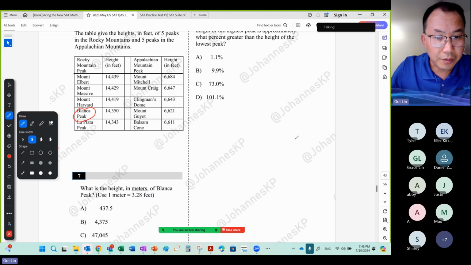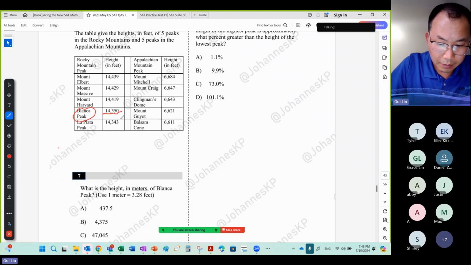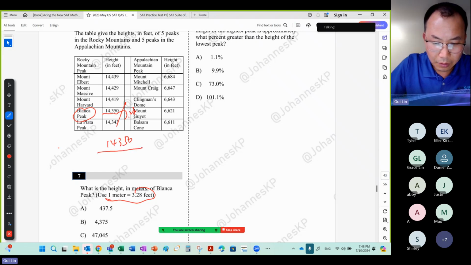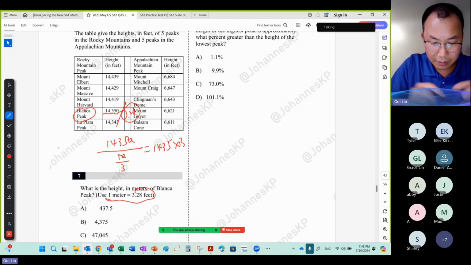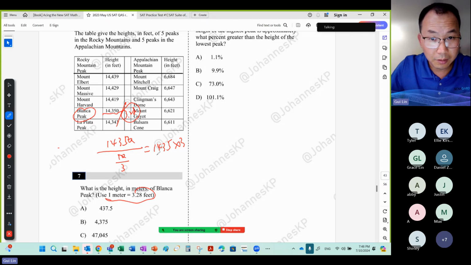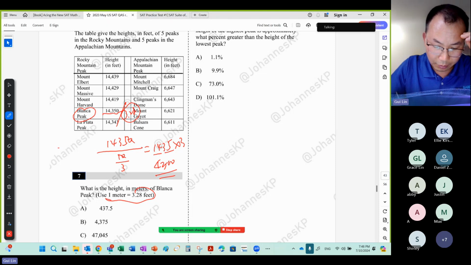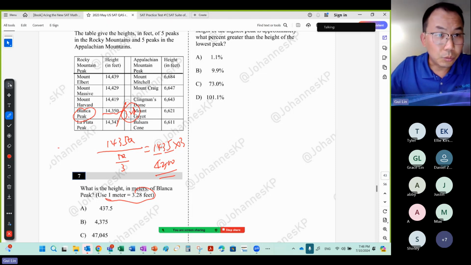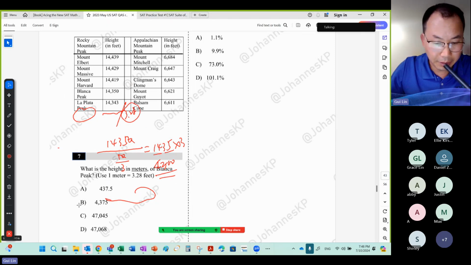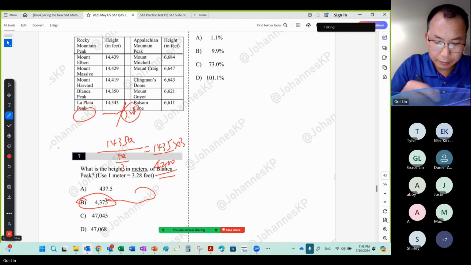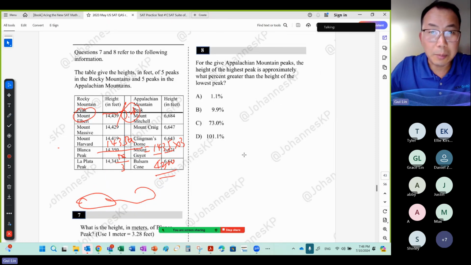So you can see this part. It's translated into meters. You need to divide this by 3.28, so it's close to 3.3, and you can convert like this. So feet to meters, it's around 42 somewhere. So 42 hundred, close to 4,300. So which one is close? So do some estimation. Sometimes you don't need a calculator, right? So you can get B. Okay, so this one is pretty easy, right?